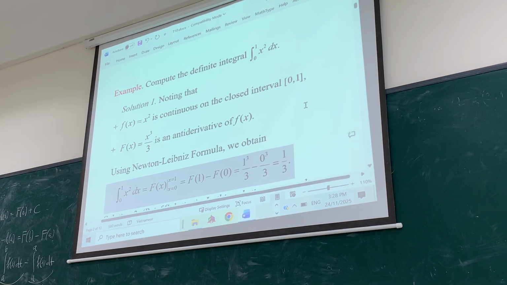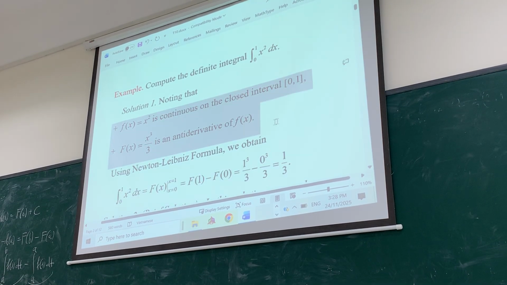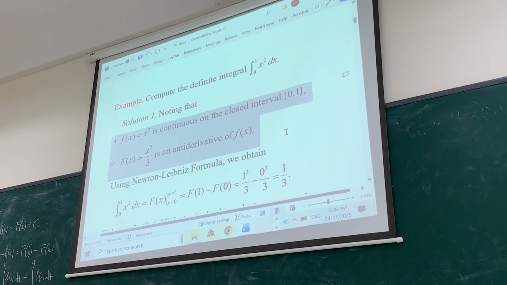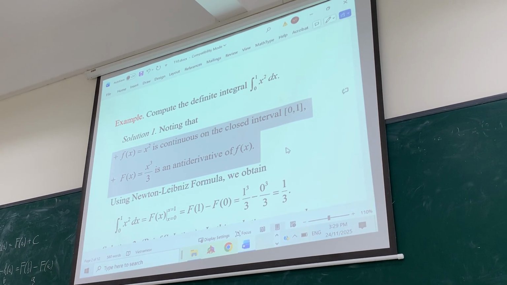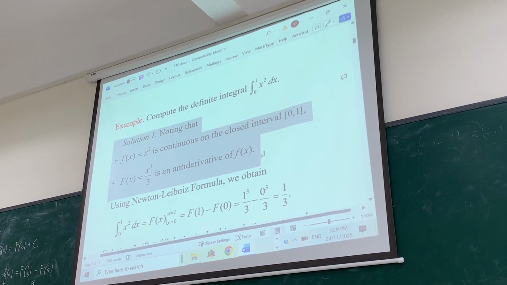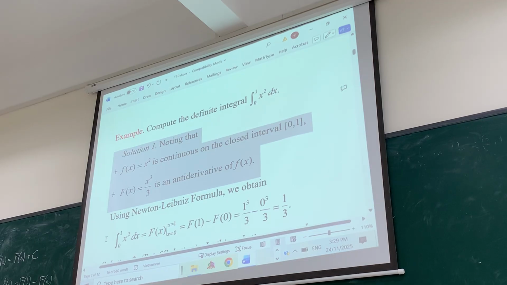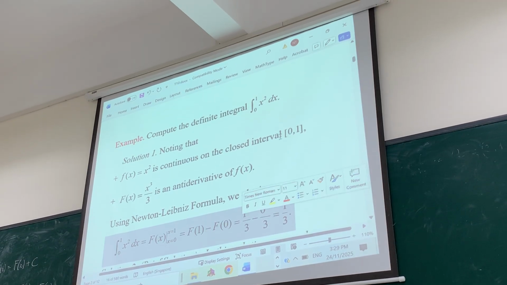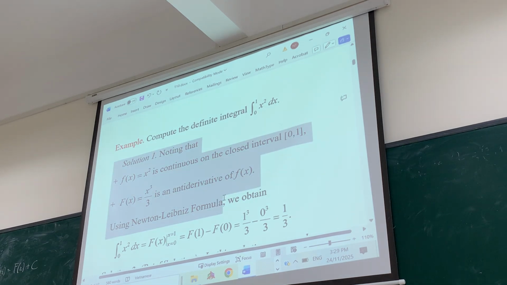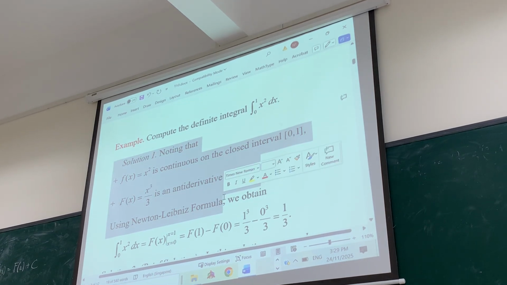In this example, we always check the condition of the first fundamental theorem. But when you do the exercise, you can ignore that. We only use the Newton-Leibniz formula directly. You don't need to check this condition. You can ignore that.